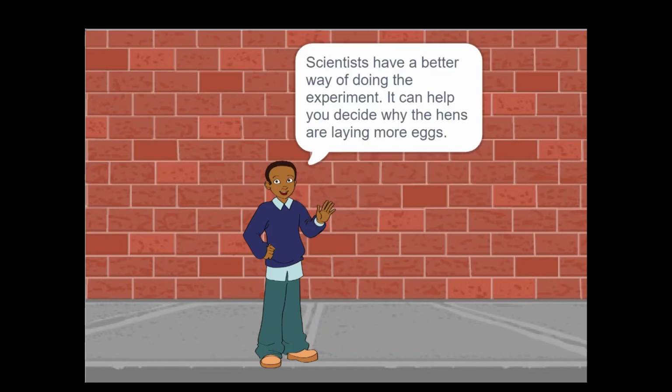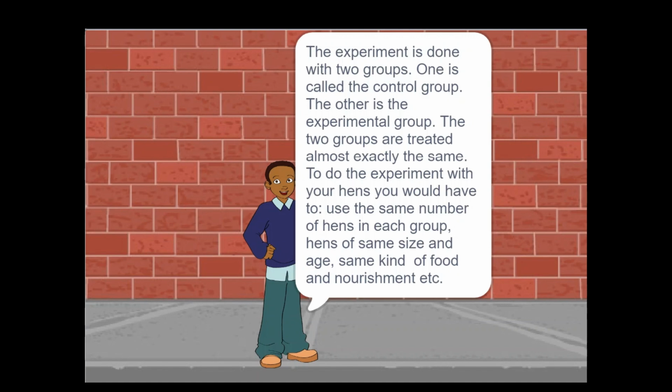Scientists have a better way of doing the experiment. It can help you decide why the hens are laying more eggs. The experiment is done with 2 groups. One is called the control group. The other is the experimental group. The 2 groups are treated almost exactly the same. To do the experiment with your hens, you would have to use the same number of hens in each group, hens of the same size, age, same kind of food and nourishment, etc.